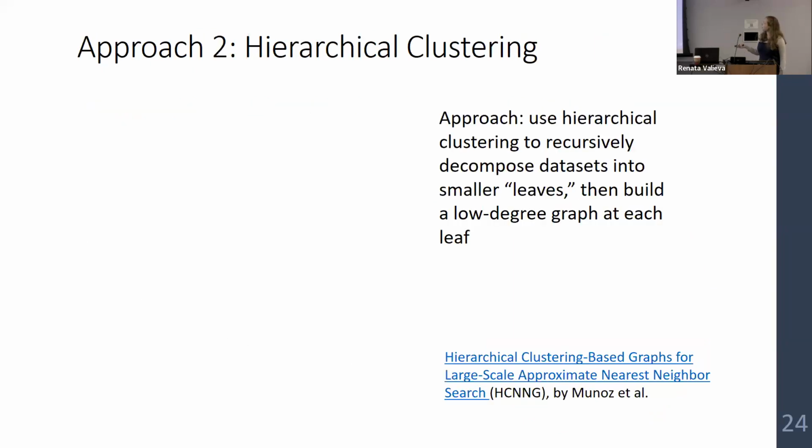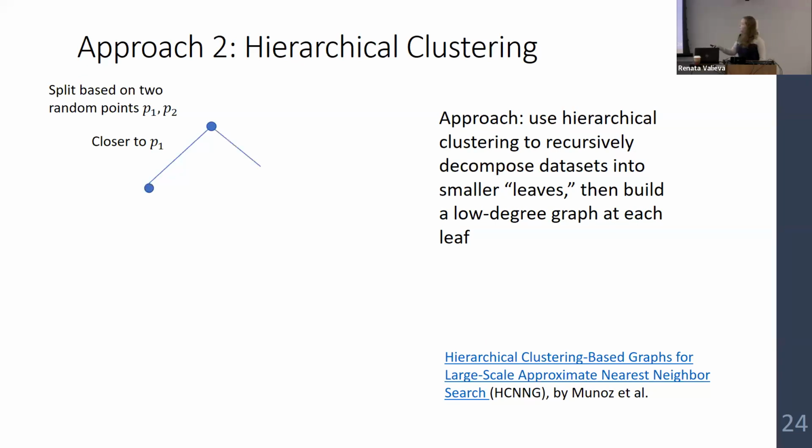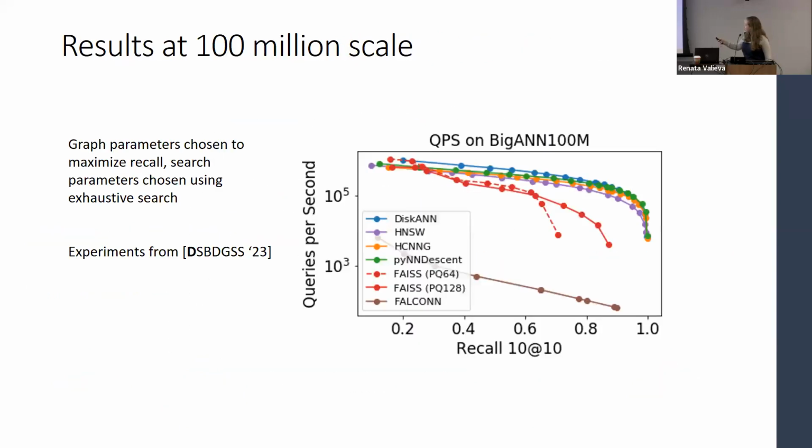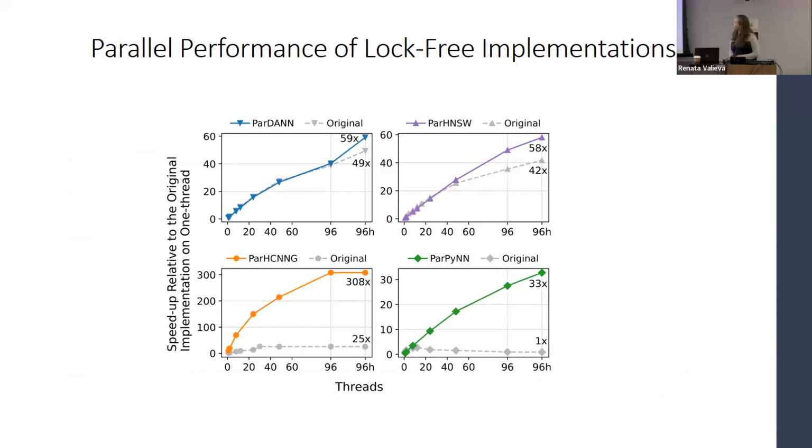We're running a little low on time, so I'm going to skip these next 2 slides about a different approach to building these graphs. I want to skip to a few experimental results because they're sort of the motivation for doing this work. So this figure is on the parallel performance of our lock-free implementations. Here, the algorithm, the incremental build that I was just talking to you about, based on DiskANN, is our version of ParDiskANN, this blue line.